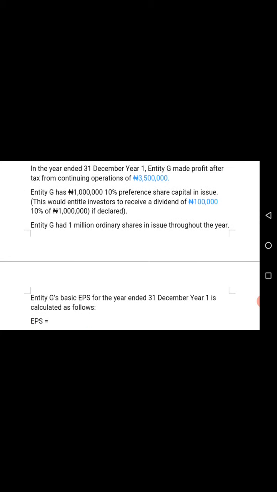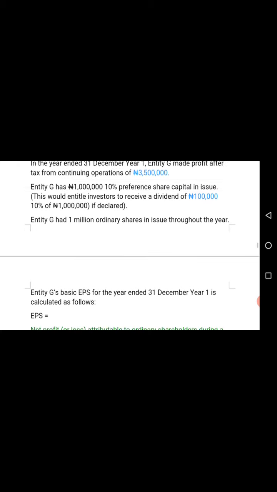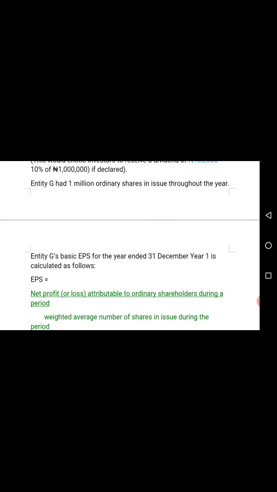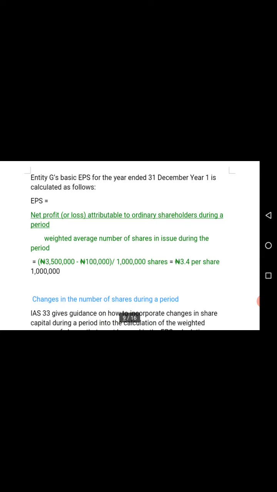It doesn't take into account whether the 100,000 has been declared or not. When they say declared, it means it has been said that it will be paid during the year in which the profit was made. The company could keep it to reinvest, or they could say, okay, let's pay it since we have nothing to do with this cash again. So whether it is declared or not, you would deduct it to calculate your EPS figure.